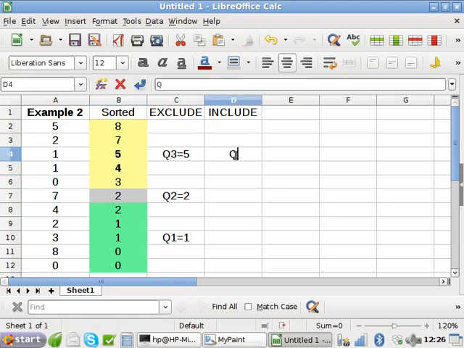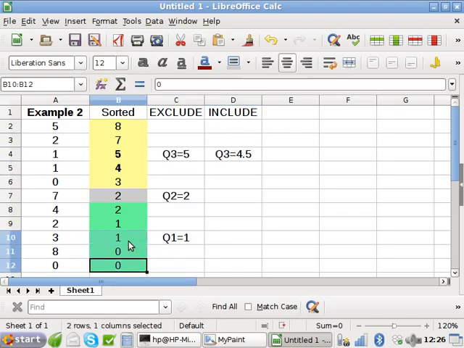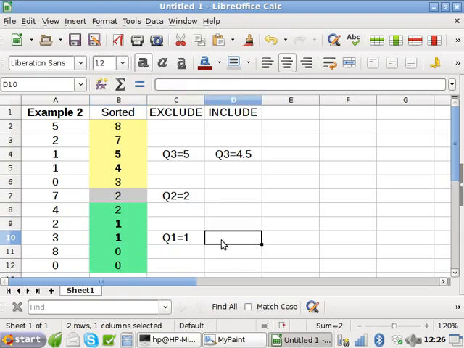And I think this is your answer, was it, Victor? Yeah. 4.5. And here, 1, 2, 3, 4, 5, 6. 1, 2, 3. It's between the third and the fourth. It's still 1. And the median is still 2.